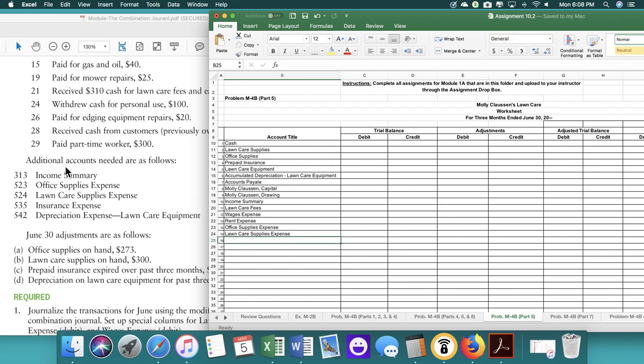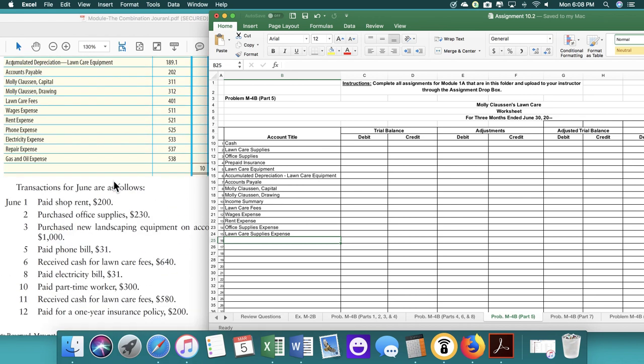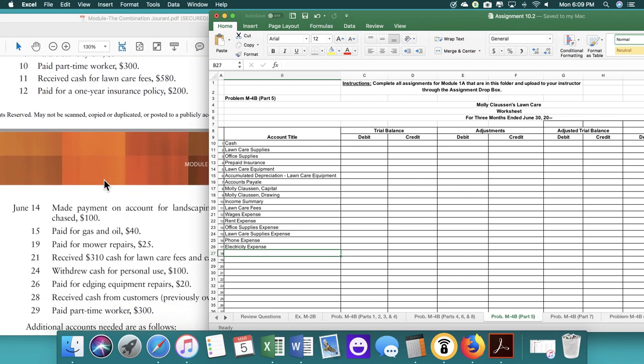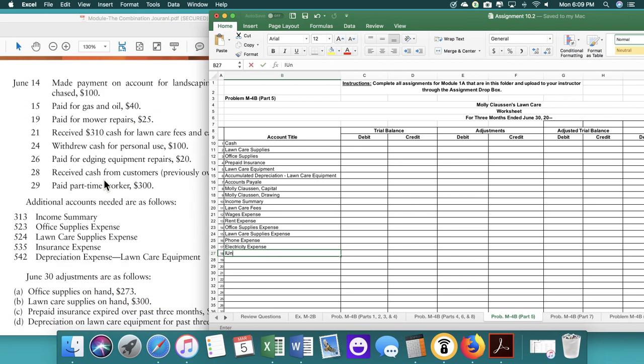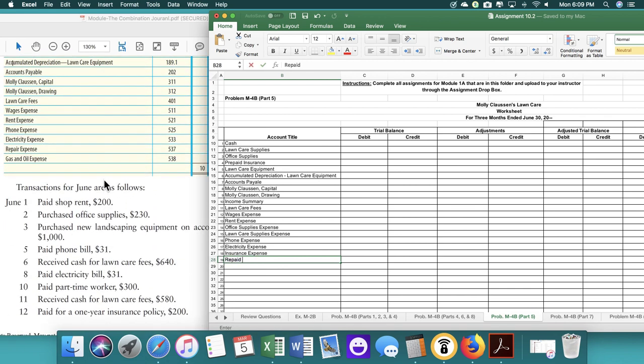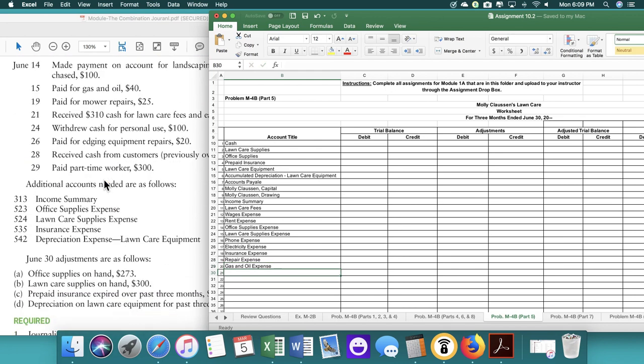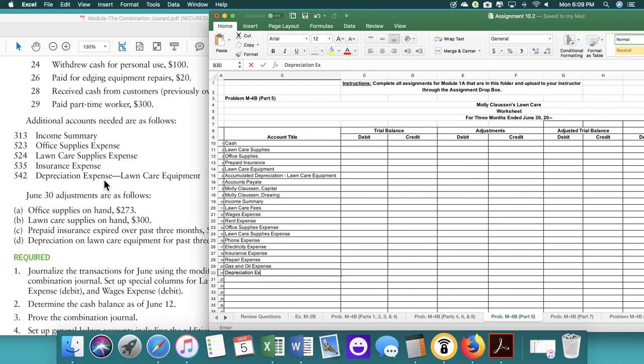And then the next one is 535. So that will go after electricity expense. So we have phone expense, electricity, insurance expense, so we have repair expense, gas and oil expense, and then depreciation expense.